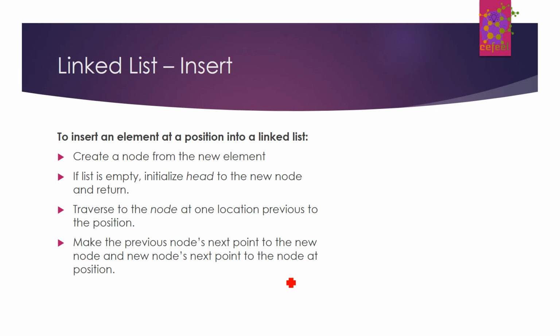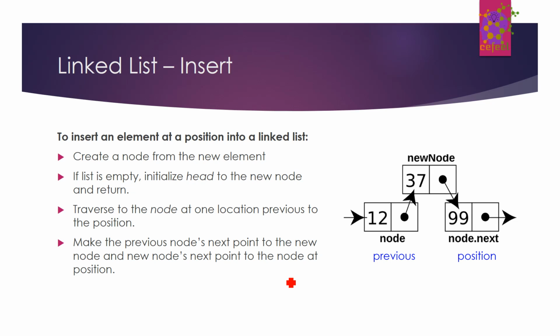So let's see this with a small example. This is the same example which we had. Let's say we want to insert an element 37, and we want to insert it before 99, so that's the position, which means after 12, which means before 99. So what we do is we go to the node which is previous to 99. The previous node is the node 12.